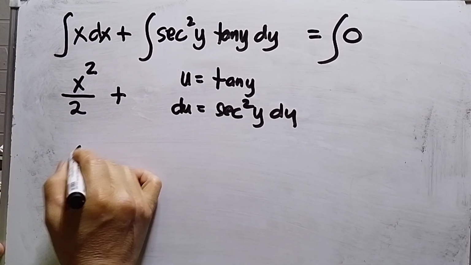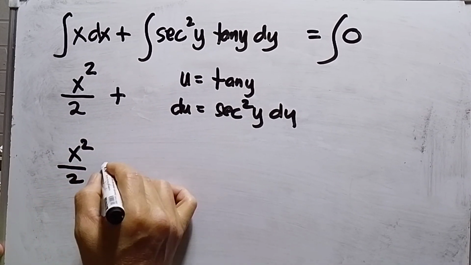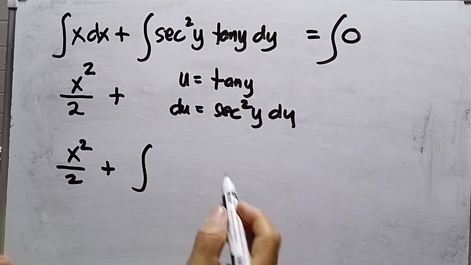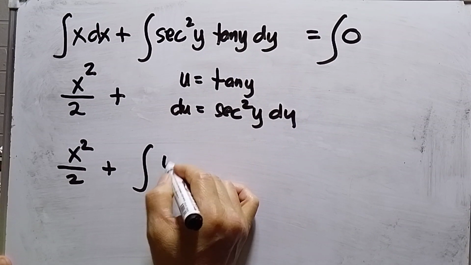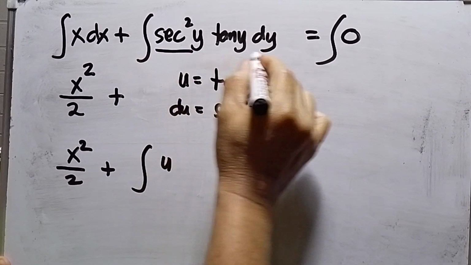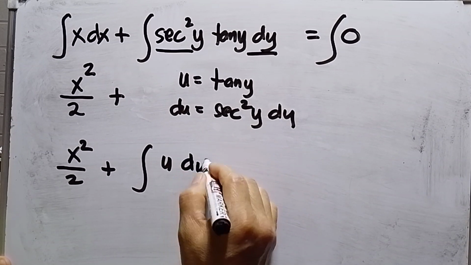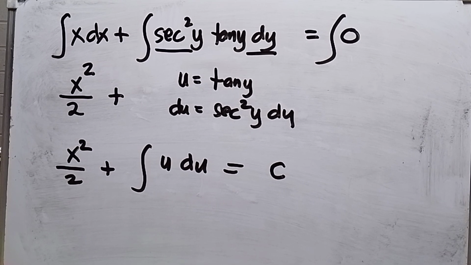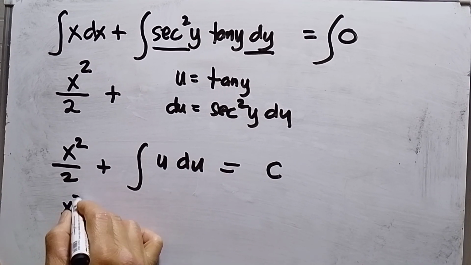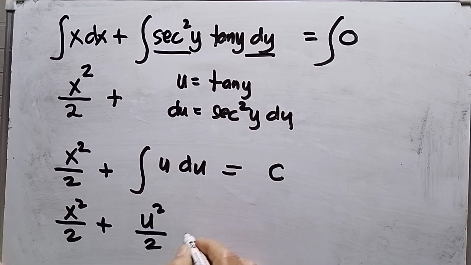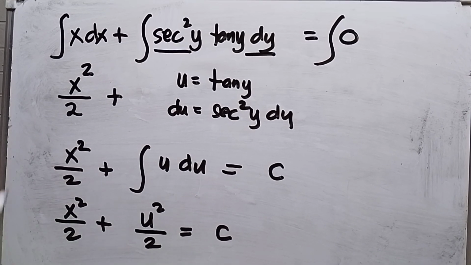So I have now x squared over 2 plus integral of, this one is my u, and this one is du. Then this will be constant. Integral of 0 is constant. Integral of a number is an arbitrary constant. So this will be x squared over 2 plus u squared over 2. This is equal to c.